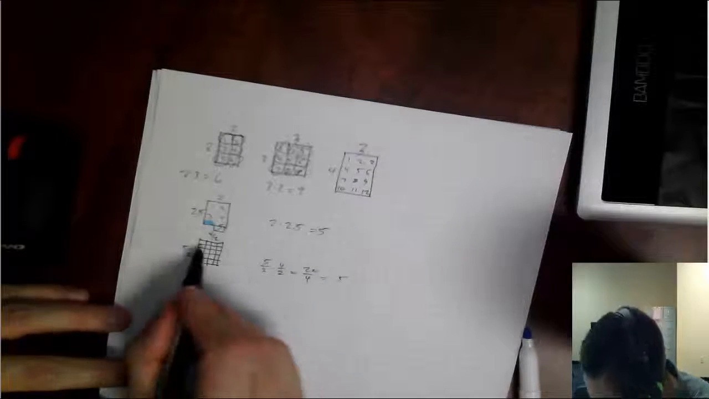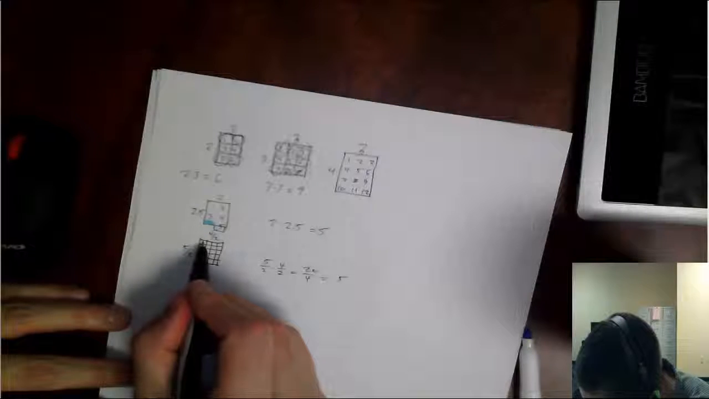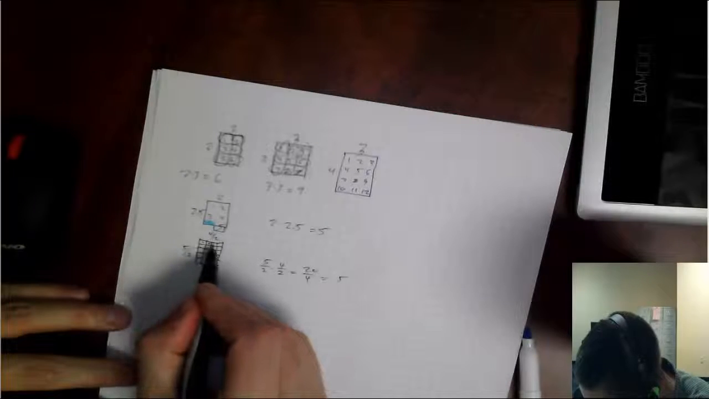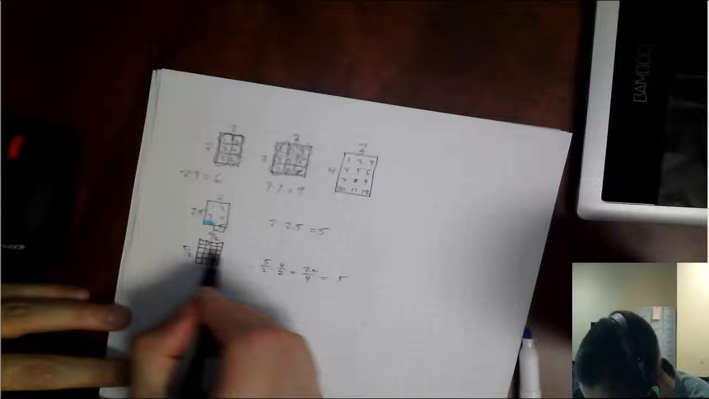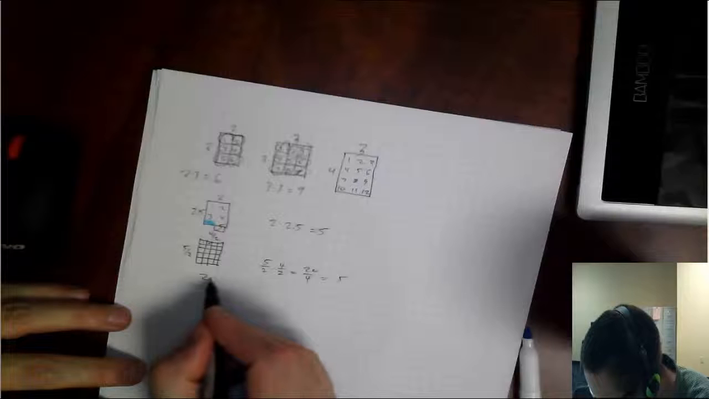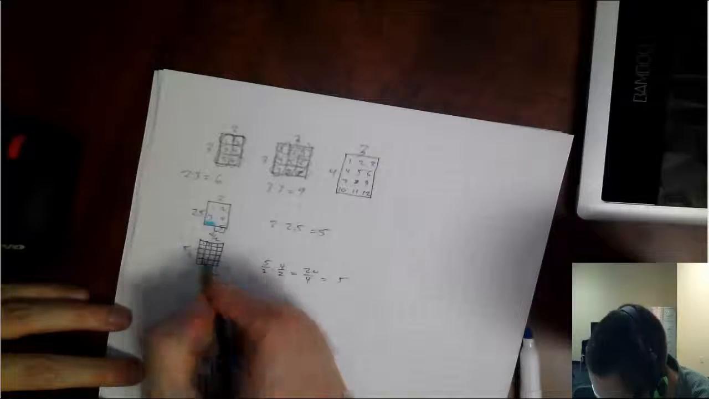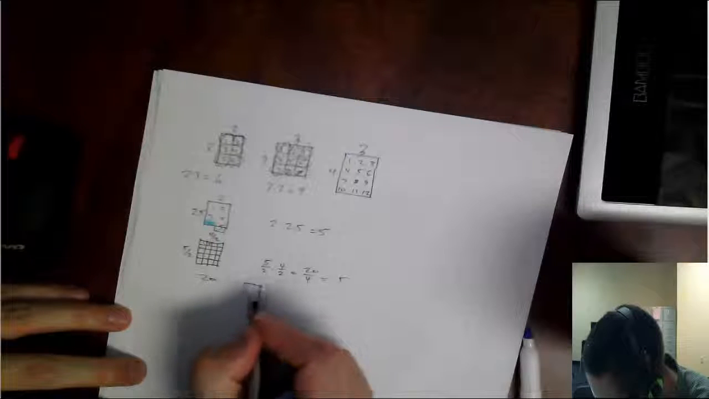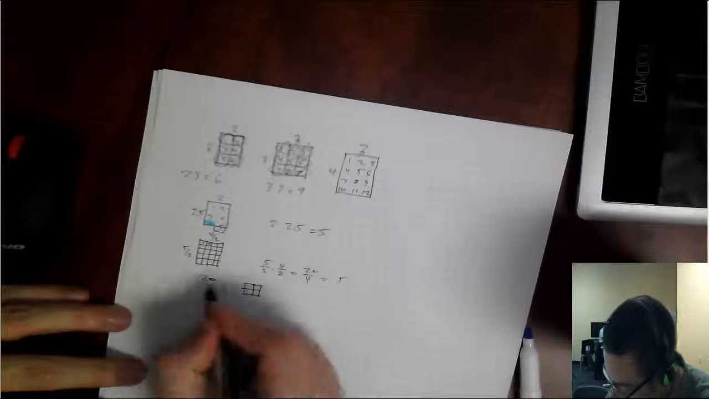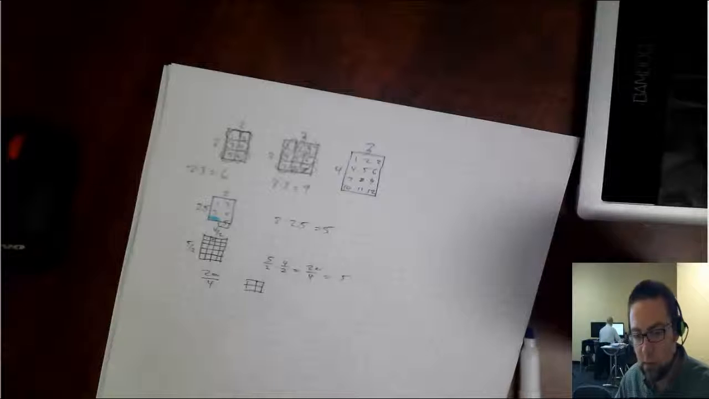Right? And now if I count up these little squares, I get 1, 2, 3, 4, so 4, 8, 12, 16, 20. There's 20 of those things which are quarters of a whole, right? Each of those squares has 4 in them, so 20 quarters is the same as 5.